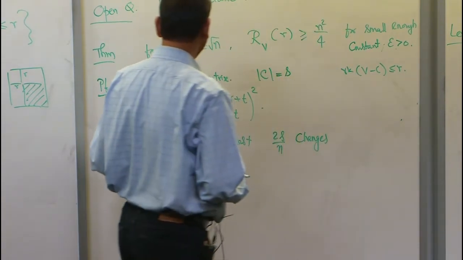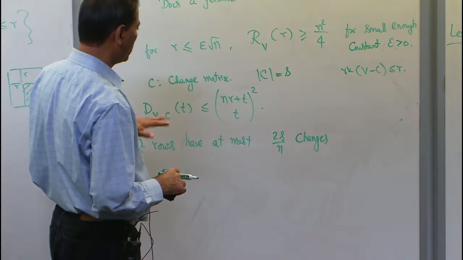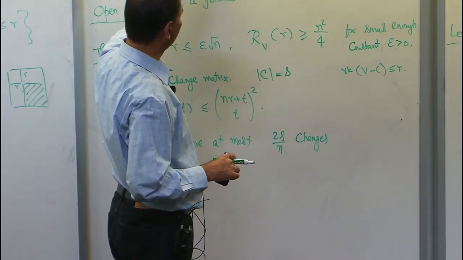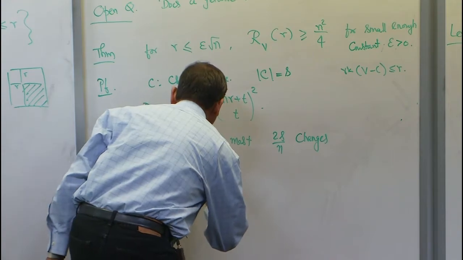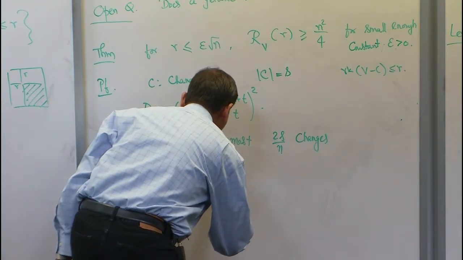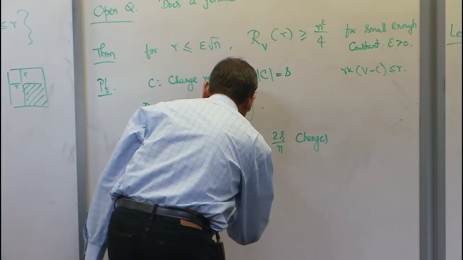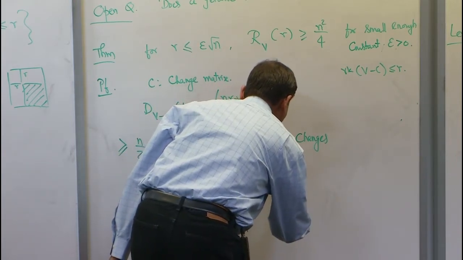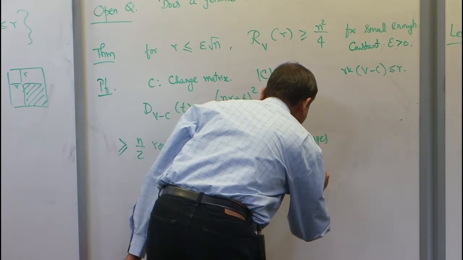Now I'll just ignore the elements that have been changed. I still have n minus 2S over n elements that are unchanged in each of these rows.